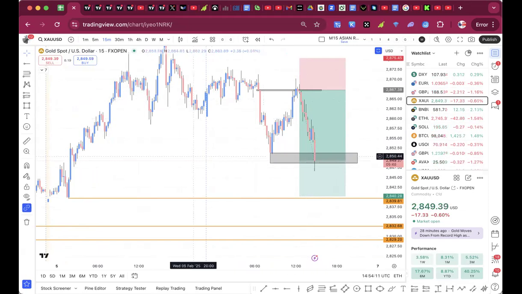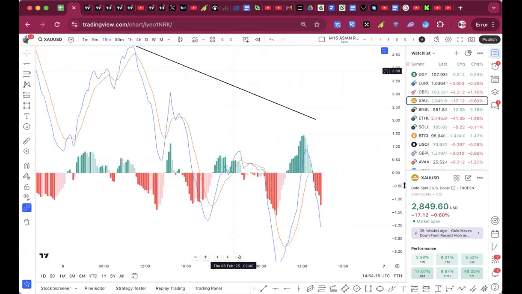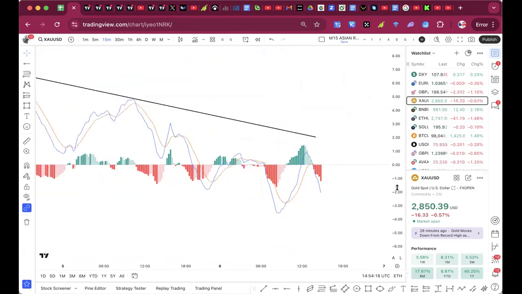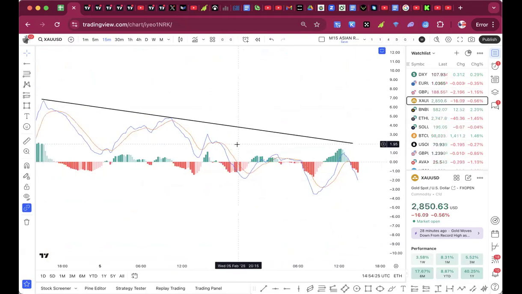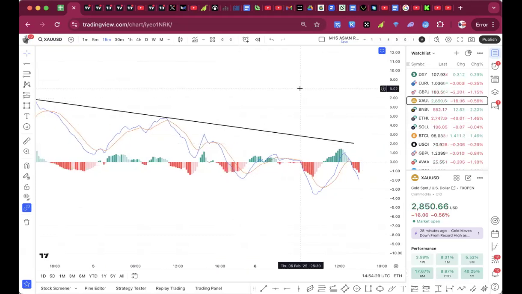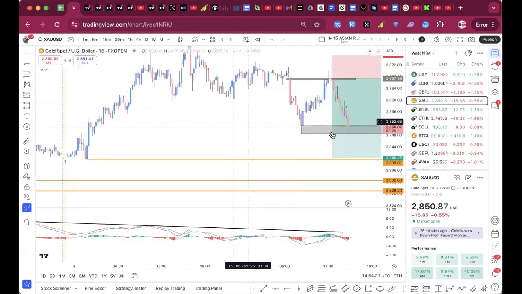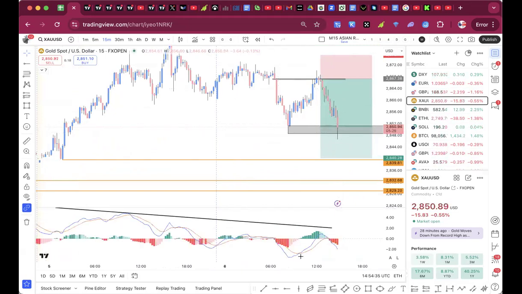Look at your MACD again. It's still pointing down. Can you see now? Your MACD is still pointing down. Nevertheless, because it pointed down, you are still going to be extra careful because the market is strongly trying to close at that point.